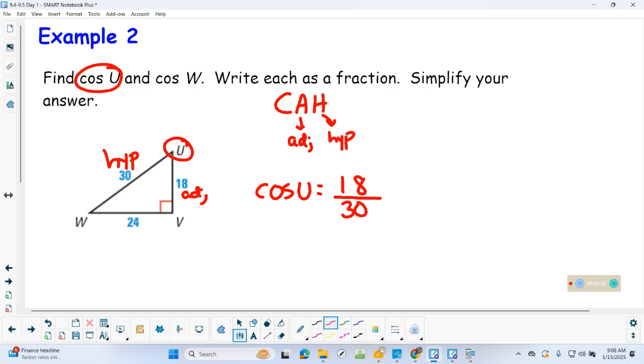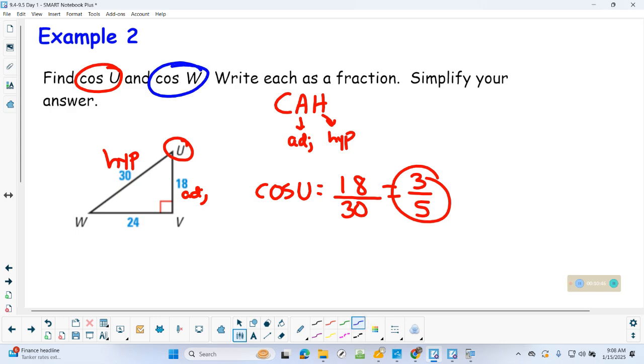Does 18 over 30 reduce? Yeah, sure does. What goes into both of them? 2. You need to go bigger. You are right too, but I can go bigger. 6. 6 goes into it. How many times? 3 over 5. Got it. Now they want you, of course, to do W.